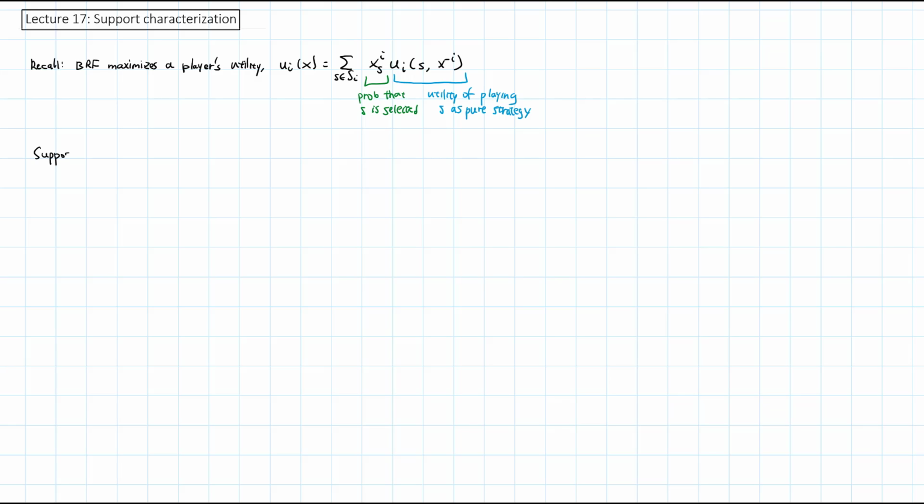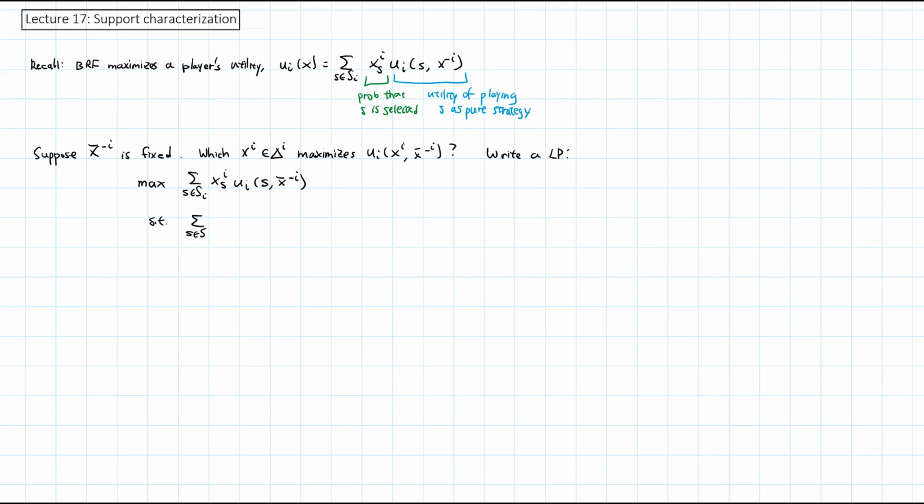Now suppose that x bar minus i is a fixed strategy profile for the other players. The goal of the best response function is that given this profile, which mixed strategies x_i for player i maximize the utility? We can write this problem as a linear program as follows. We maximize the utility subject to the sum of all the entries in x_i is 1 and x_i is non-negative. We let P be this linear program.